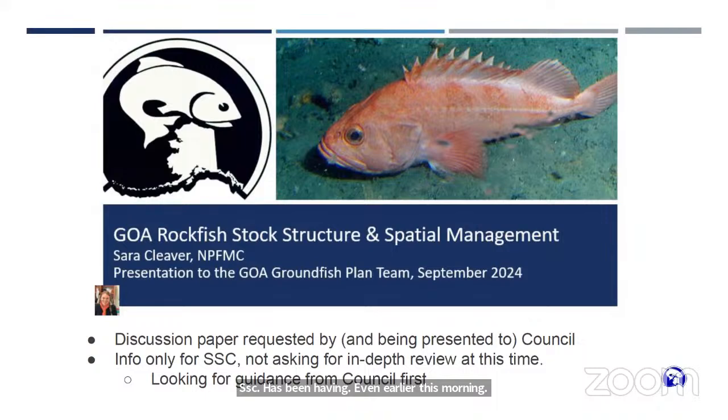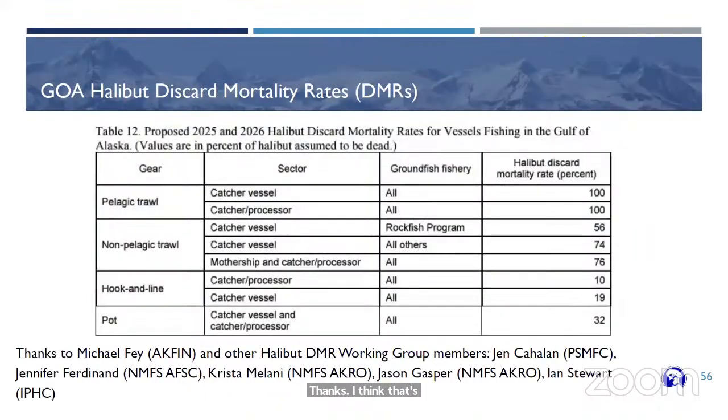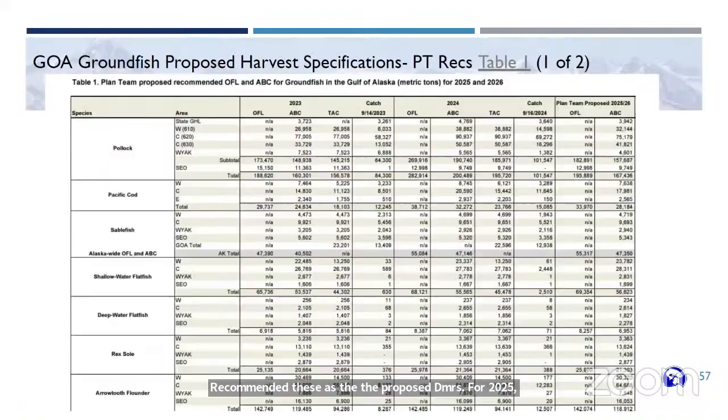Thanks. I think that's it for questions on that. So I think we have a couple items left. Yes, so just finishing up here, these are the Gulf halibut DMRs provided by the working group. So the plan team recommended these as the proposed DMRs for 2025 and 2026. And then we have a couple slides which are just our proposed harvest specifications, which are a rollover of what you saw last year for 2025.